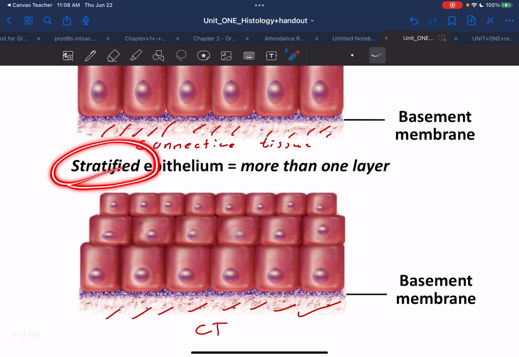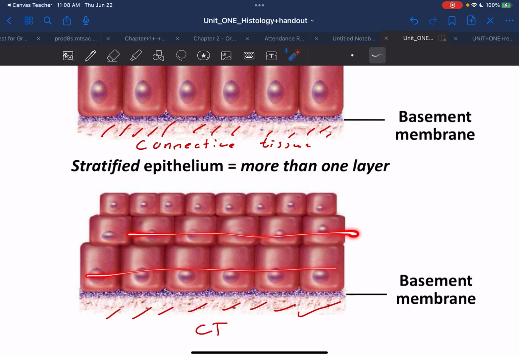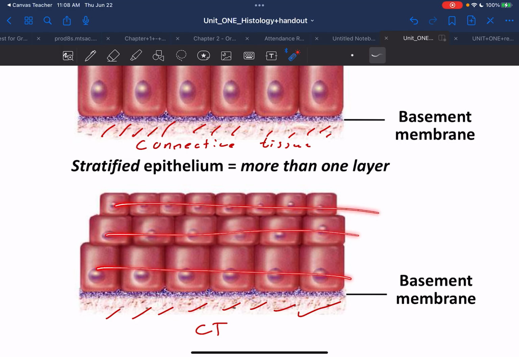Stratified means to be layered, more than 1 layer. And this can be much more complicated. Some of them might only have 2 layers. Some of them might have almost roughly 20 in some instances. It really depends on what we're looking at. But whenever we call anything stratified, the implication is that it's a layer stacked upon another layer.